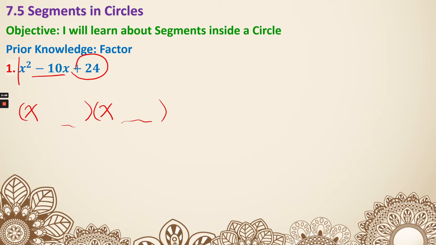The numbers we have are negative 4 and negative 6. So put in negative 6 in the front, negative 4. The order actually doesn't matter. You can put negative 4 in the front, but that is already our answer for number 1: x minus 6 times x minus 4.